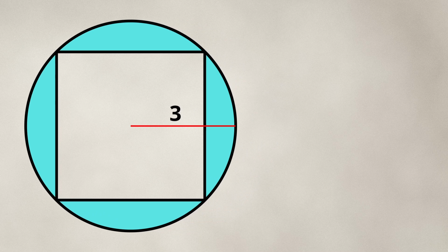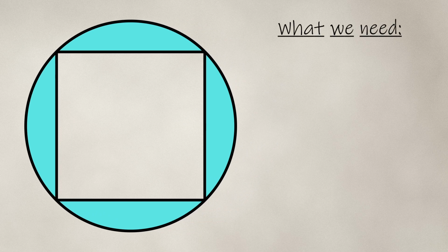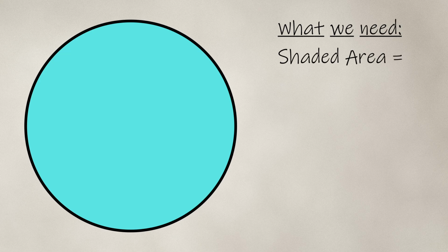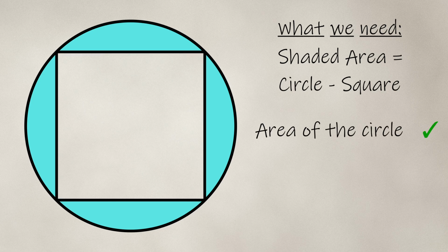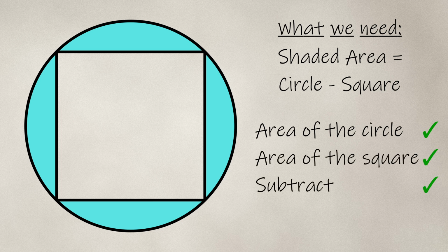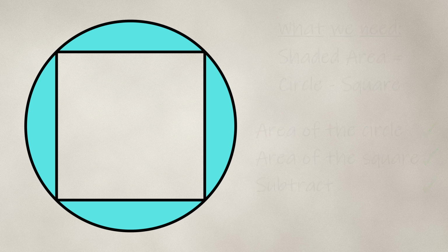Otherwise, let's dive in. First, let's think about what we're actually being asked to find. The shaded area is just the circle minus the square. That's it. That's our whole strategy. So all we need to do is find the area of the circle, find the area of the square, and subtract. Simple, right? Let's start with the easy one.